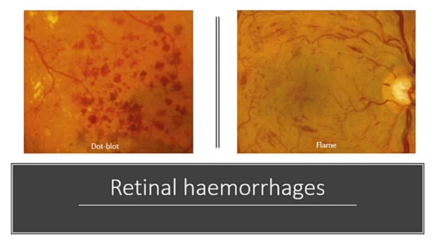Here I'm showing you retinal hemorrhages, and hemorrhages can appear either in the retinal nerve fiber layer, and these have a flame-like appearance, or they can be intraretinal and located in the middle layers of the retina and have a red dot blot appearance. So these dot blot hemorrhages are a larger version of microaneurysms. They look similar on the retina.